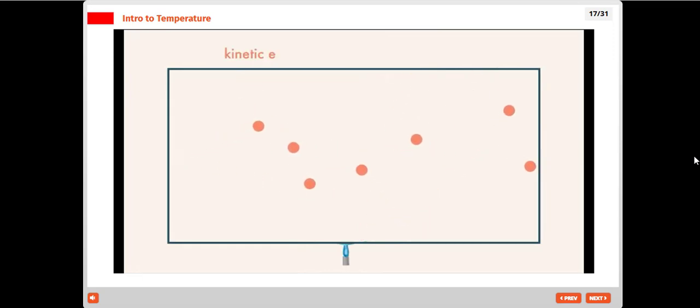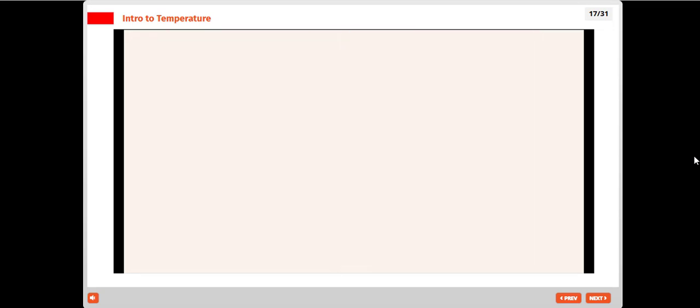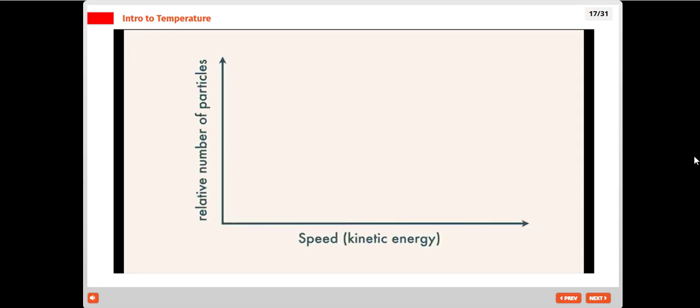This means that the kinetic energy of the particles has increased, and therefore the temperature of the gas has increased. But the reality is that not every particle is moving at the same speed. We'll start by viewing a scale that measures the relative number of particles at different speeds. Particles are always moving unless they're at absolute zero.